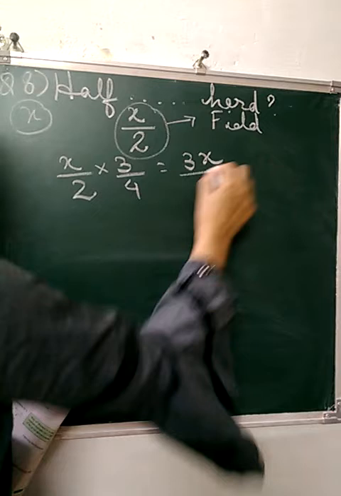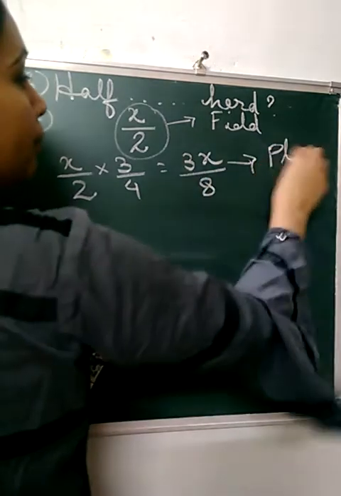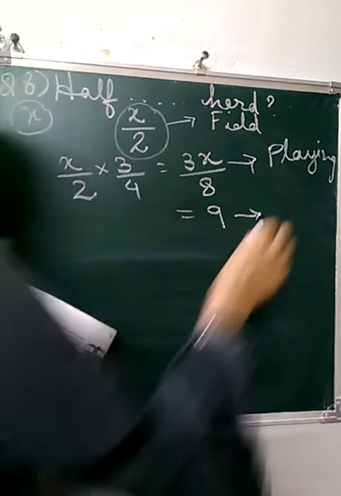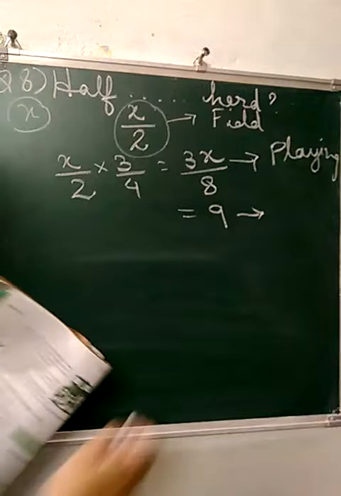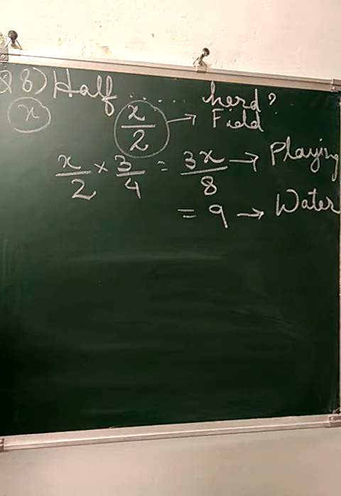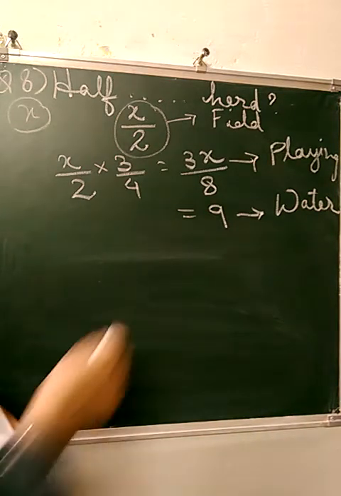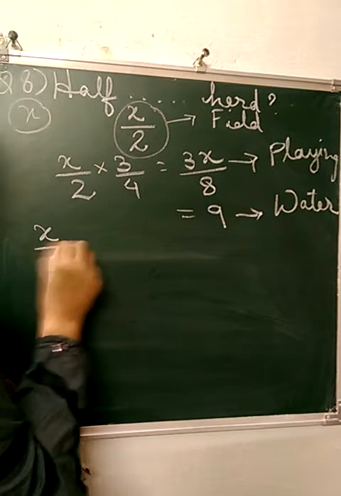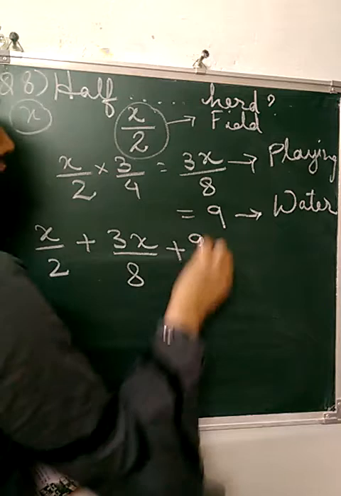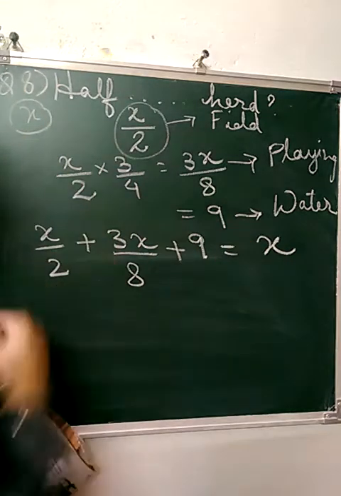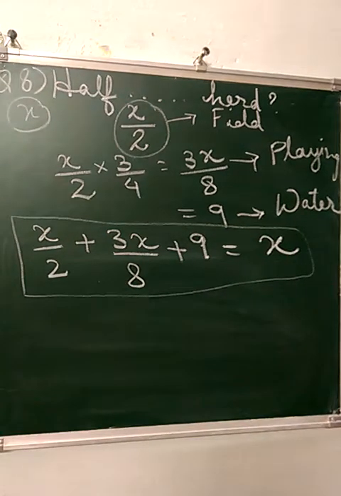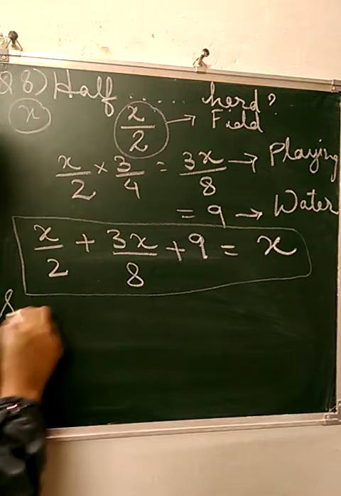that is this, are playing, and the leftover after this, 9, are drinking water. Okay, are drinking water. Then find the number of deer in the herd. So we have to find the total number, means x upon 2 plus 3x upon 8 plus 9 should be equal to total. Okay, so this we have to find out.